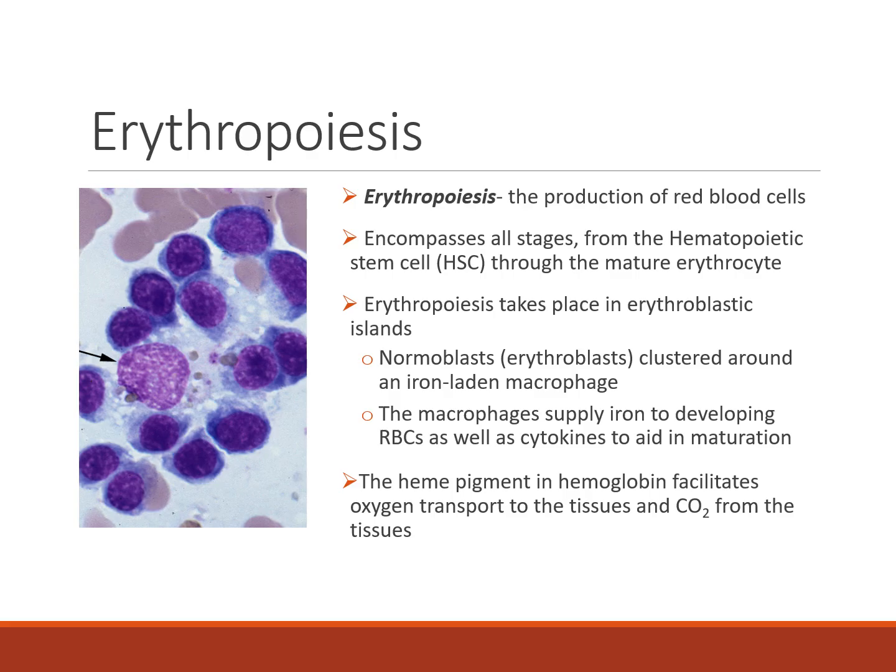The heme pigment of the hemoglobin facilitates oxygen transport to the tissues and CO2 from the tissue. So they bring oxygen and remove waste.